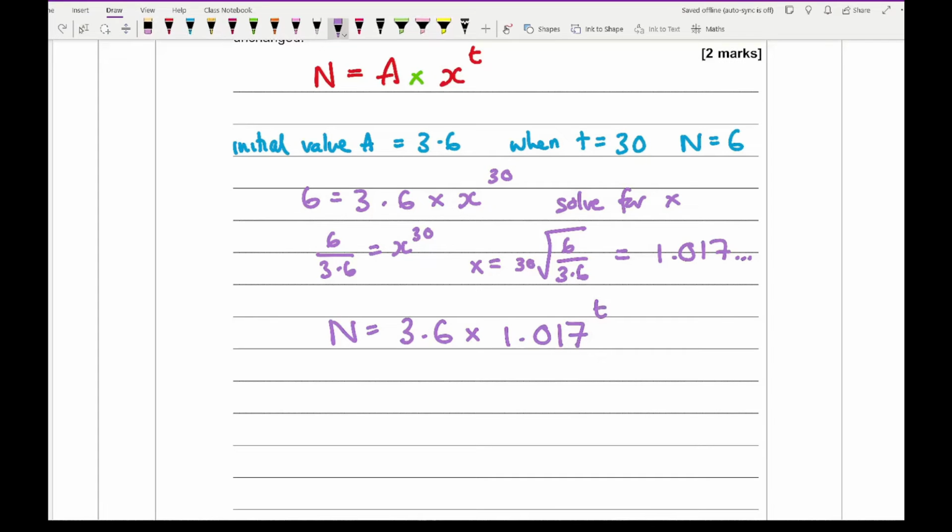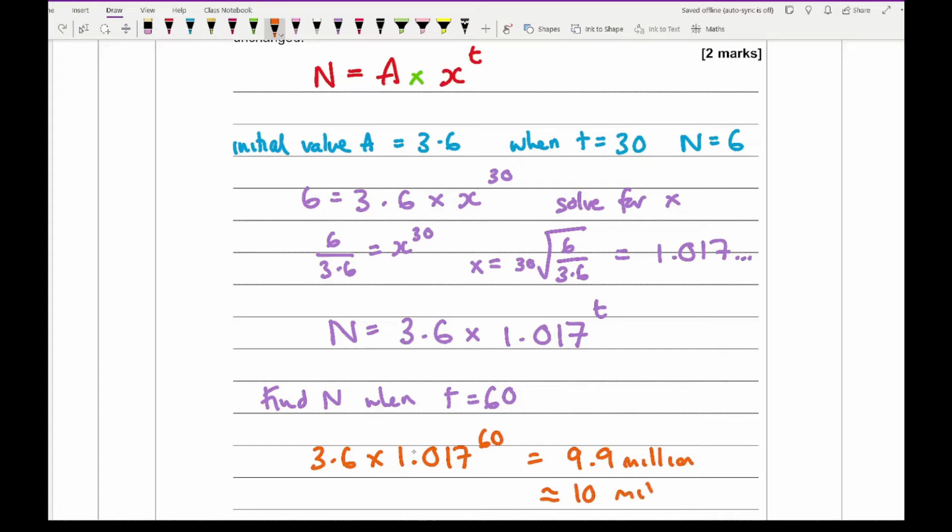Now the question is asking us to find n when t equals 60. So if I substitute that all in, I get 3.6 multiplied by 1.017 to the power of 60, and that gives me an answer of around 9.9 million, which is approximately 10 million. And there is my answer.